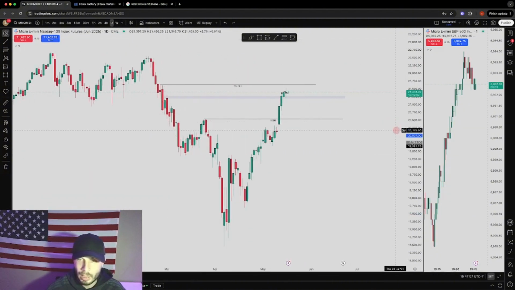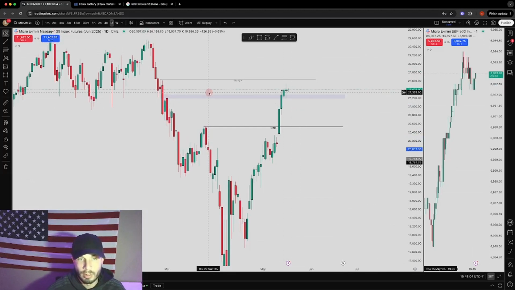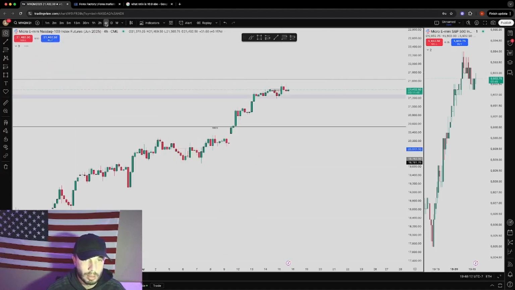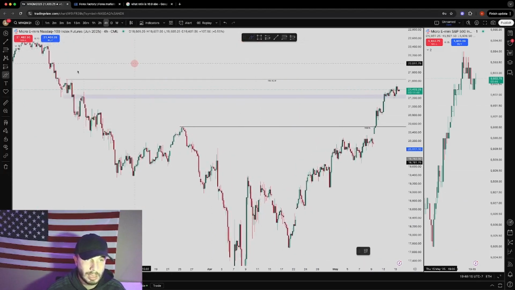One thing I like to look for is, are there clear areas of liquidity? Are there certain highs? Are there fair value gaps? In this instance, we have a daily fair value gap right here that we ran through yesterday. So I'm going to go to the 4 hour. If you go on the 4 hour, we have these relative equal highs right here. That is something I want to target.